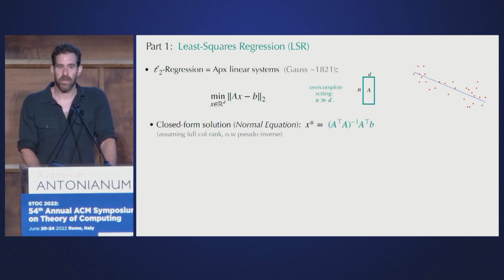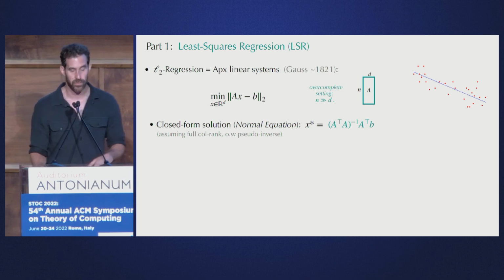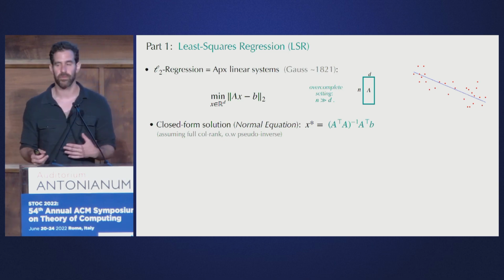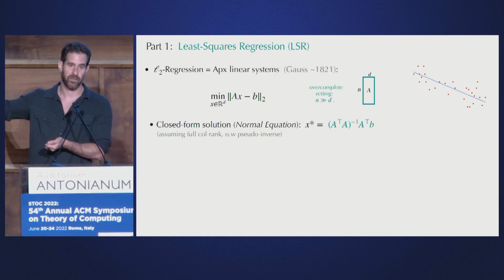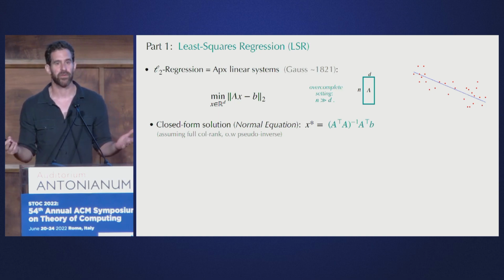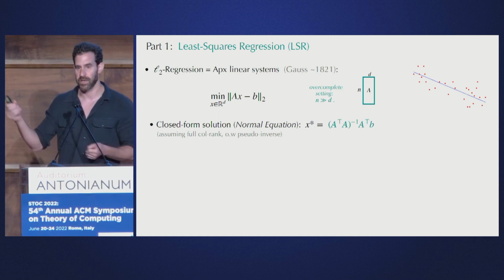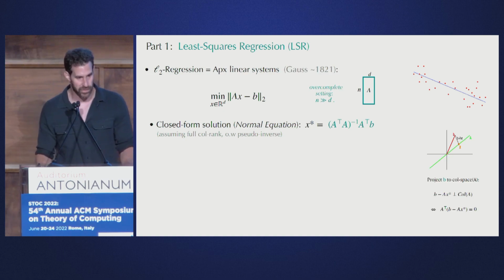As probably most of you have seen back in your undergrad studies, this problem has an elegant closed-form solution, which is commonly known as the normal equation. Its geometric interpretation is simply to take the vector b and project it onto the column space of A. Geometrically speaking, this is intuitively the best approximation you can get: just find the closest vector, which is the orthogonal projection of b.